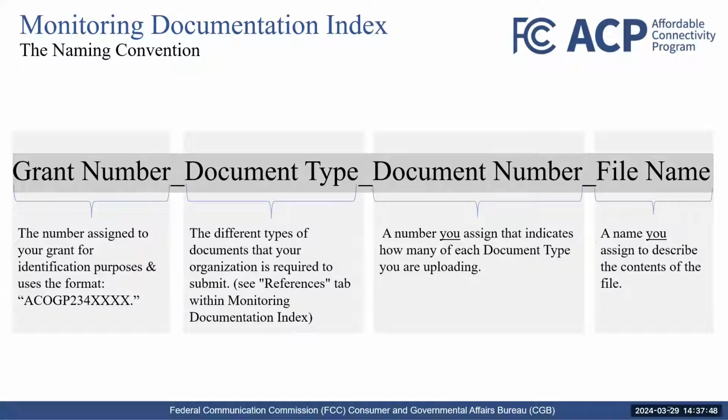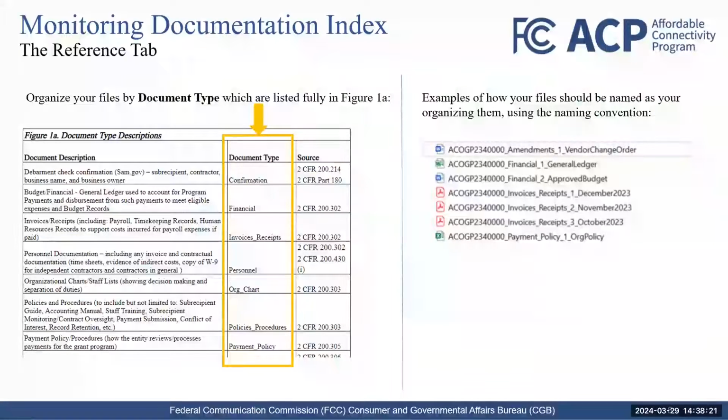The Monitoring Documentation Index file name includes your grants number, the document type, the number of documents that you are including or uploading, and then a name that you describe the contents of the file as the file name. Each file will need to be associated with a documentation type, and definitions for each document type are listed in the Reference tab in the Documentation Index.